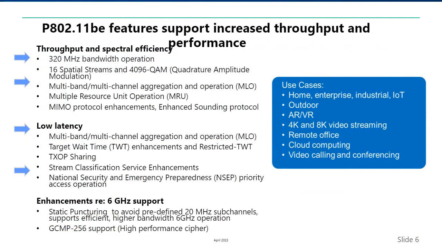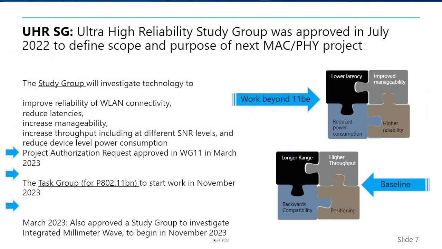Okay, so in Wi-Fi 7, which is coming to the market very soon, we focus on throughput and spectral efficiency, on low latency, and enhancements to support 6 gigahertz. This will be the next generation of the MAC-PHY technology, and this is very key for evolution of the industry. We're beginning work on technologies even beyond that, and again, high interest in this area.